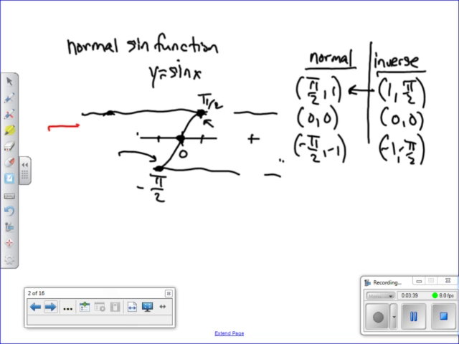So if I were to graph this inverse function, it would look like this. I have 1 to the right, I have negative 1 to the left, I have pi halves that's going up, and I have negative pi halves that's going down. So the x and y values have changed. If I graph the inverse ordered pairs in this column, I go over 1 and I go up pi halves. At 0, 0, I stay at the origin, and I go left negative 1 and I go down pi halves.